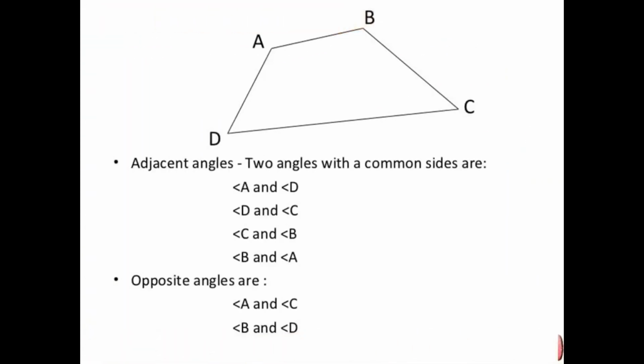Next topic is adjacent angles, and two angles with the common sides are known as adjacent angles. Here in the figure, quadrilateral ABCD is shown to us, and in this, angle A and angle D, angle D and angle C, angle C and angle B, angle B and angle A are adjacent angles, and opposite angles are angle A and angle C, angle B and angle D. Hopefully it is also clear to you.